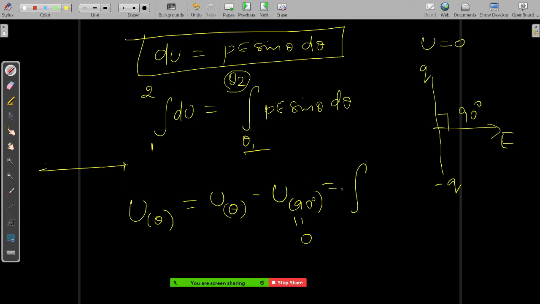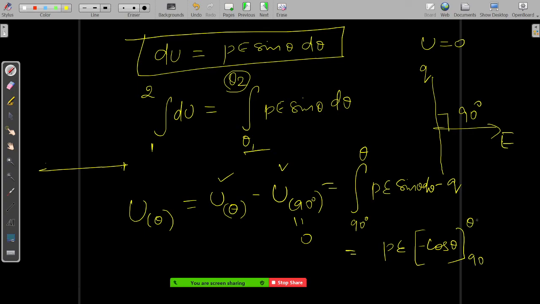So after integration, it's going to be PE negative cos theta from theta to 90 degrees. We have changed the configuration from 90 degrees. Initial configuration was this and the final configuration is this, theta. So it's PE negative cos theta, differentiation is sin theta. So it's like minus cos theta from theta to 90 degrees. So 90 degrees to theta.